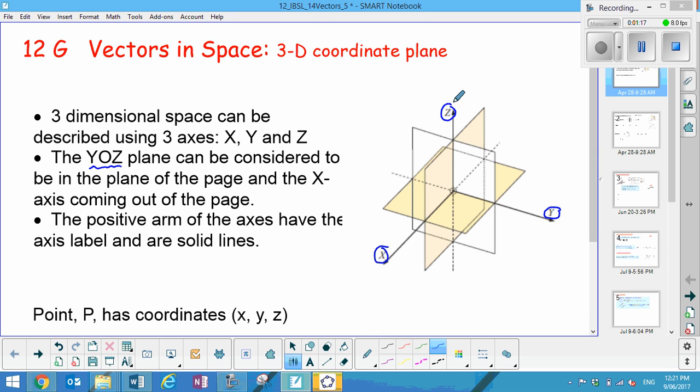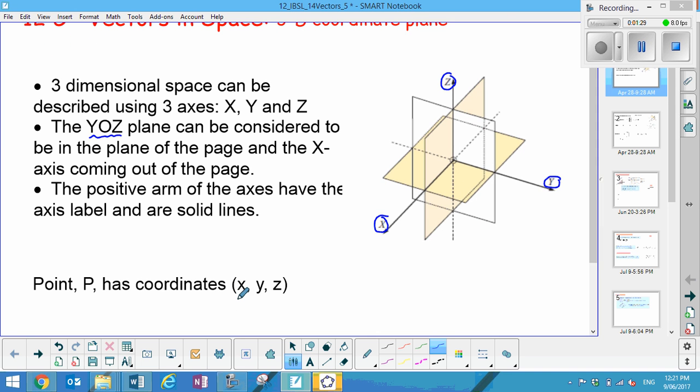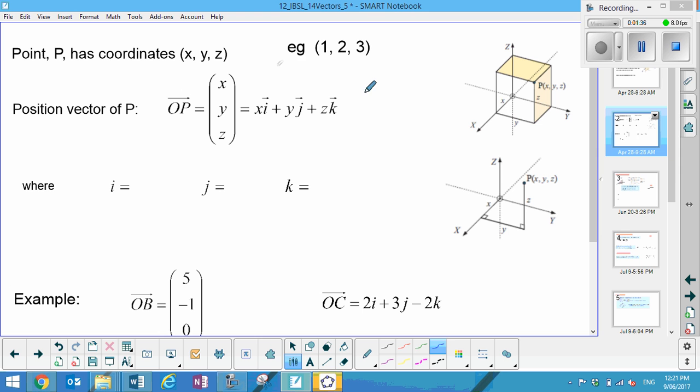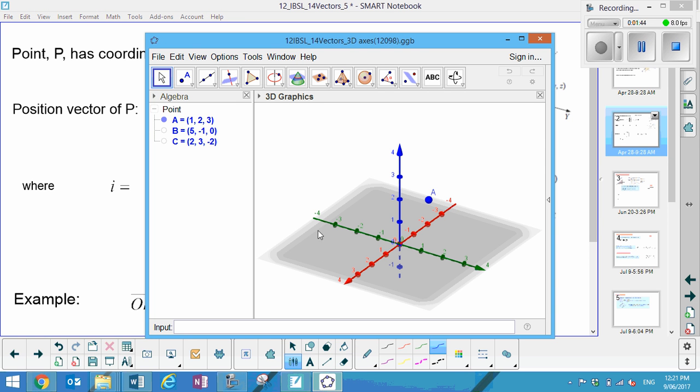So z often makes sense because z is usually up is positive, down is negative. They've used dashed lines here to indicate the negative part of the axes. And so the coordinates of any point are going to have 3 values, x, y and z. So let's now look at a specific example where we've got our point P, we're going to call it 1, 2, 3.